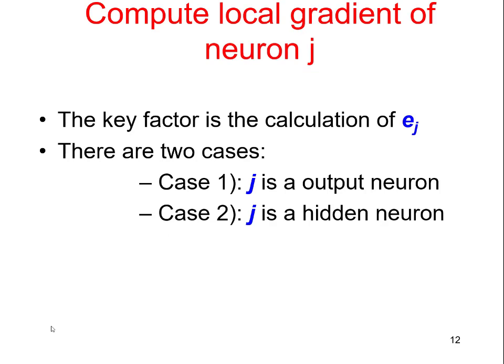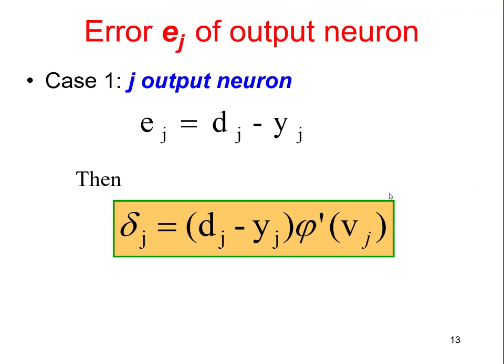So the computation of the local gradient of neuron J can be classified into two categories. The key factor is to calculate how the error of the output neuron, called Ej, can be considered: what will happen if J is an output neuron, and what will happen if J is a hidden neuron. These two parts are shown in the next periods. If J is an output neuron, there is a straightforward calculation where the output neuron produces its output to the loss function.